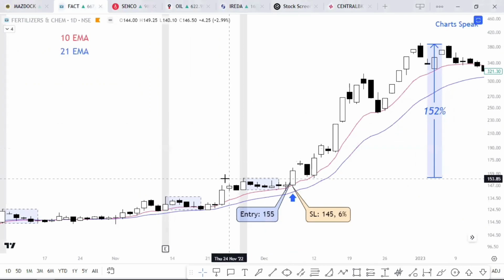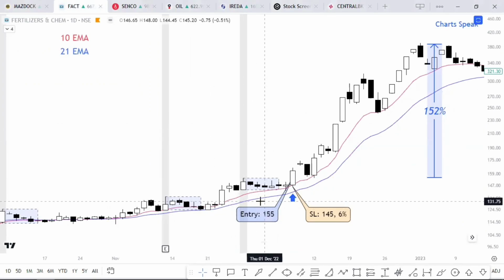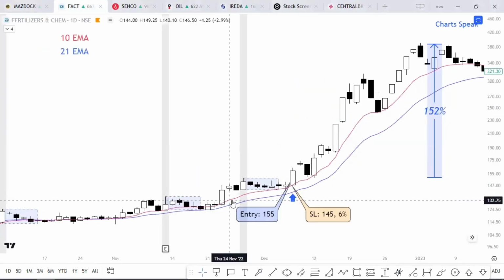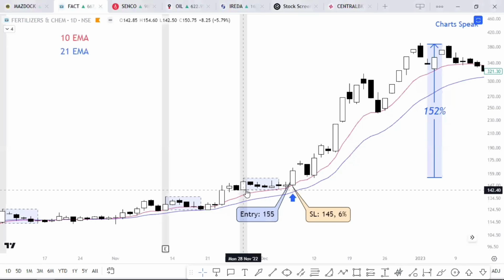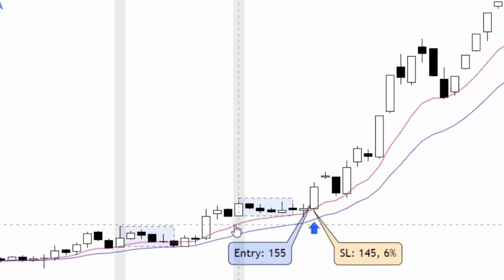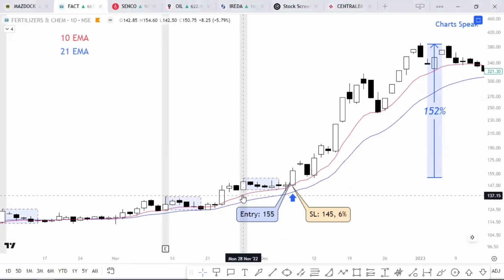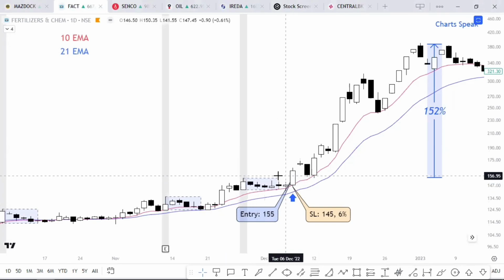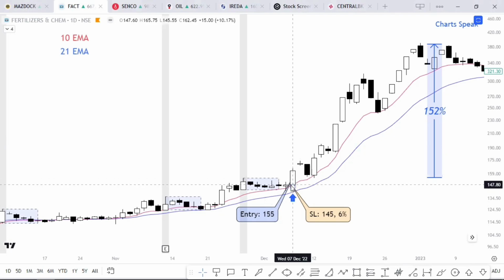In another example, we can see that the stock was taking support near 10-day moving average and 21-day moving average. After a small up move, the stock formed the master candle with the support of its 10-day moving average. The candle that was formed on 28th November is considered a master candle in this case. The high of the master candle is 155, and the stock broke out above the high of the master candle after 6 days and moved more than 10% on the breakout day.